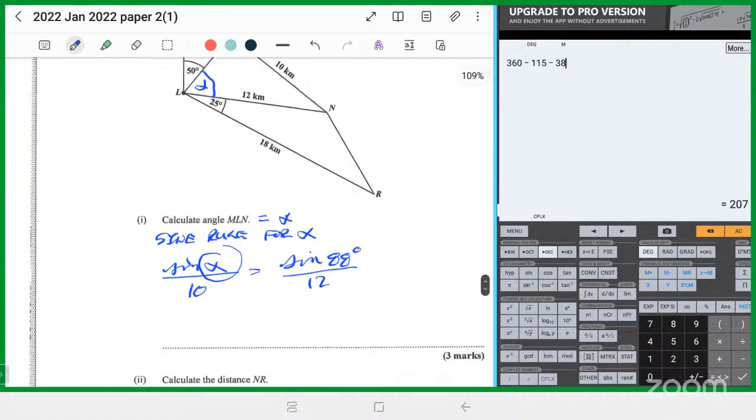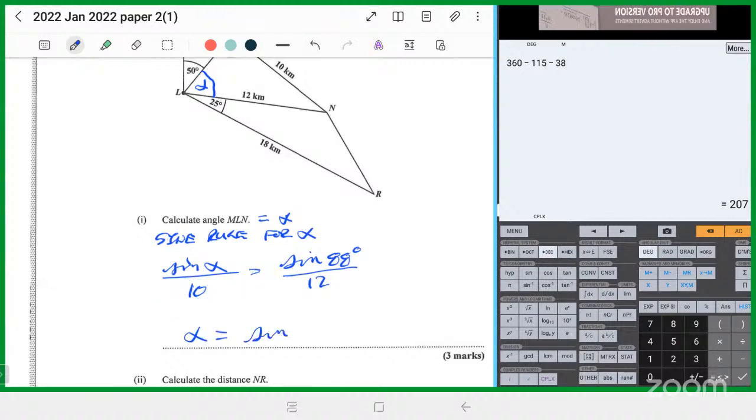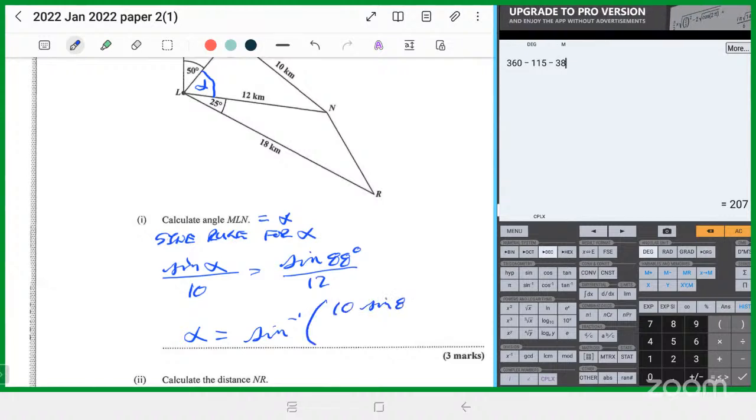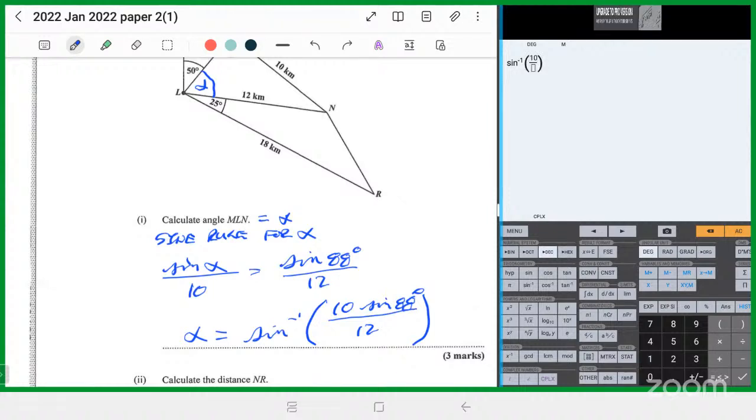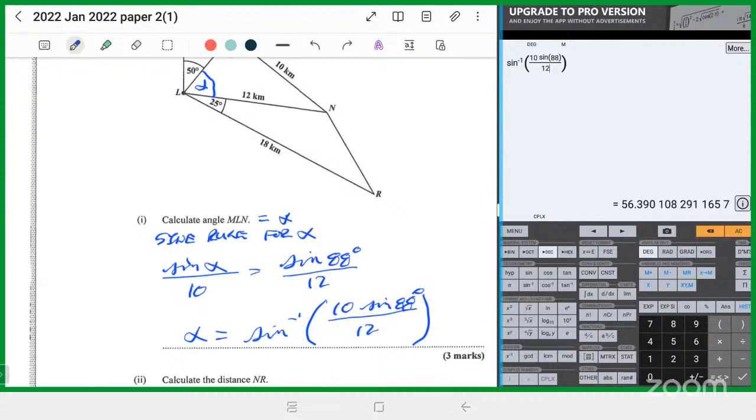Then you want to make alpha the subject. So again, you multiply by 10 and take the inverse sine of everything. Alpha is going to be sine to the minus 1 of 10 times sine of 88 degrees, divided by 12. Let's put this in the calculator now and see what we get. It becomes sine to the minus 1 of a fraction, 10 sine 88 divided by 12. It's 56.4 degrees.